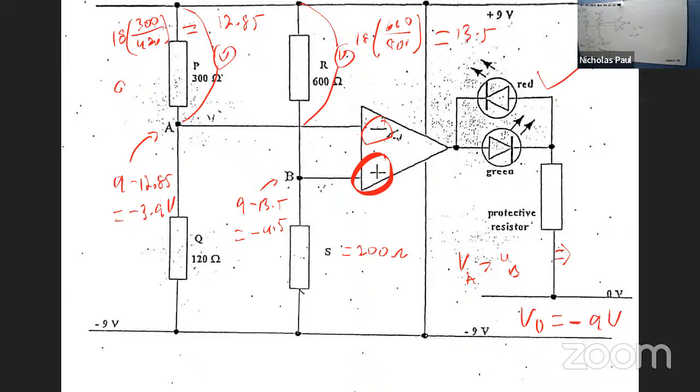Red is on. Did you write it down? Because it's forward bias, it's like a diode. It's forward bias here, so a positive will turn it forward bias and turn it on. And this reverse one, negative, will turn this one on, like a diode.